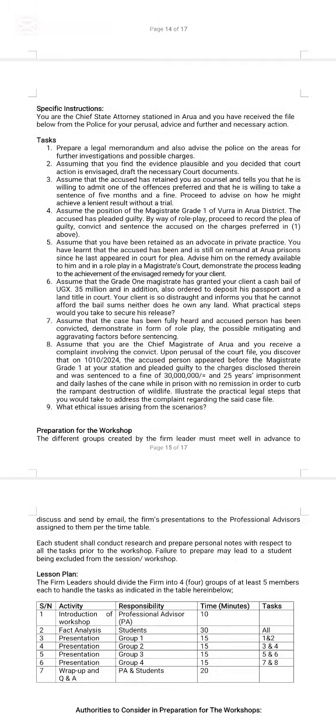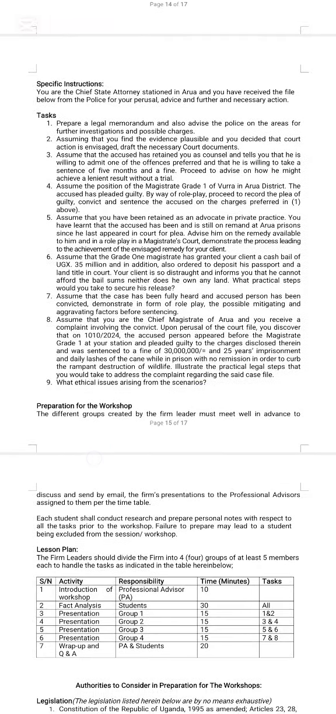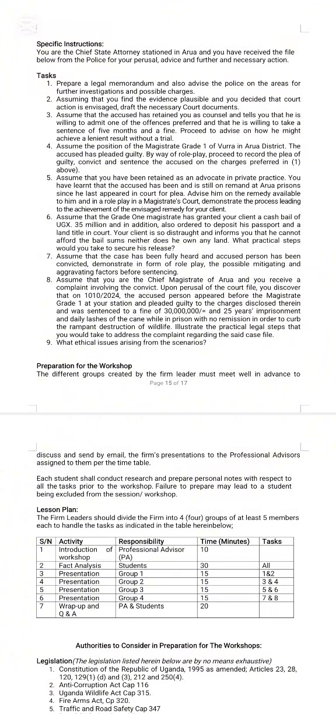So the first task is to prepare a legal memorandum and also advise the police on the areas for further investigations. Basically here, the offenses we are looking at are possession of a firearm, possession of prohibited species, among others. Then, assuming that you find the evidence plausible and you decide that court action is needed, draft the necessary documents. We shall draft the charge sheet.